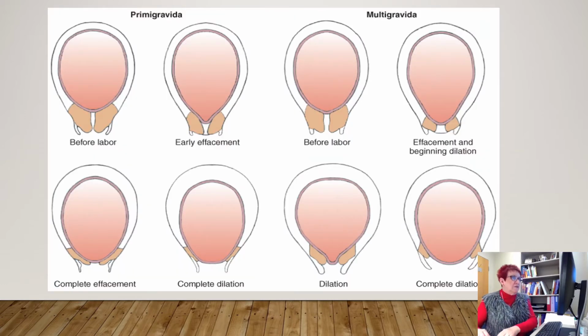So here is just another view of a primipara or primigravida, however you want to say it. Her cervix has never been opened, it's never been dilated, and so it takes a little bit longer. As you can see before labor, the cervix is pretty closed there. Then compare it with the multigravida, or the multipara. Her cervix has been dilated, and so it will thin and dilate a little faster and a little easier just because it's happened before.